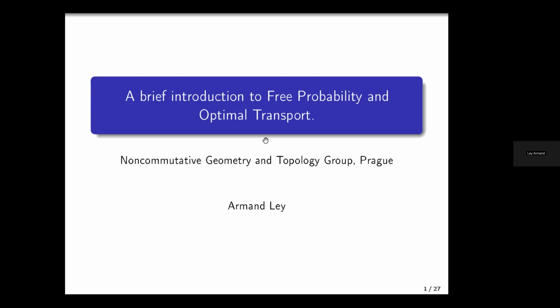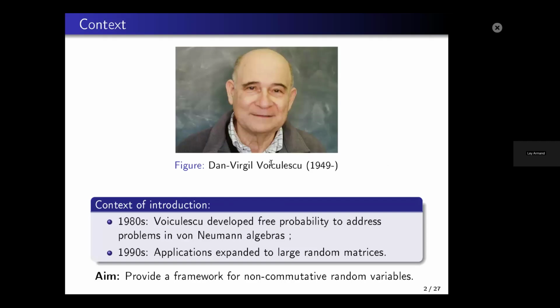So first I will begin with free probability. Free probability was introduced by Voiculescu in the context of studying the von Neumann algebras, and then was expanded to the study of large random matrices in the 90s. So what's the goal, loosely speaking, of free probability? The goal is to provide a framework for non-commutative probability theory.